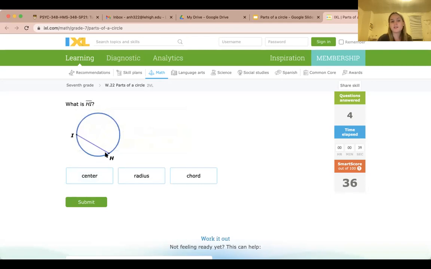We'll do a couple more. This goes from both ends but doesn't go through the center, so that's a chord. And then PQ, both ends, and it goes through the center, so that's the diameter. That's the middle, so the center, and that goes from the middle just to one side, so the radius. So yeah, that's how you know the parts of a circle.